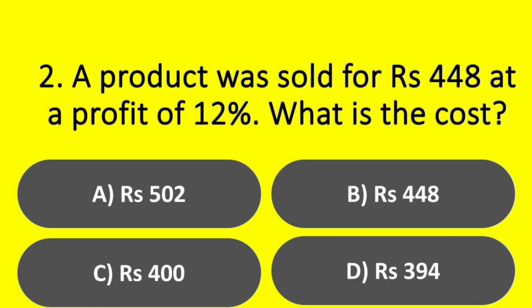A product was sold for rupees 448 at a profit of 12%. What is the cost? Option A rupees 502, option B rupees 448, option C rupees 400, option D rupees 394. Answer option C rupees 400.